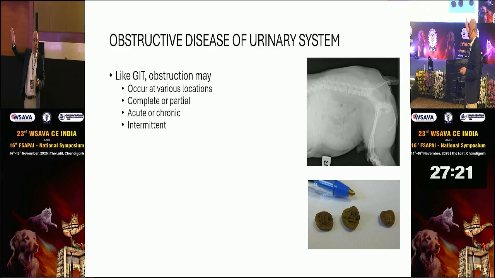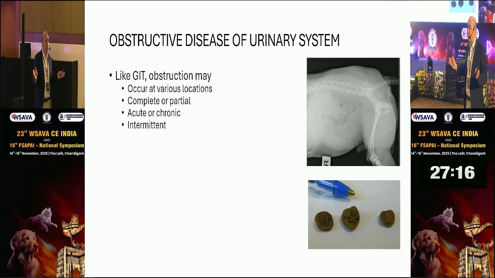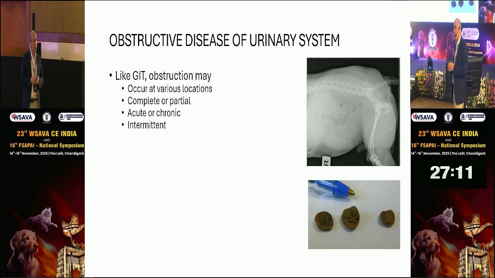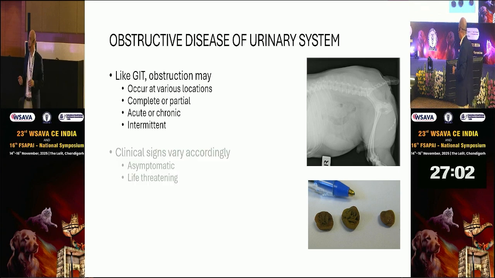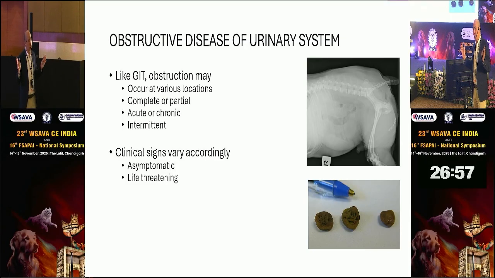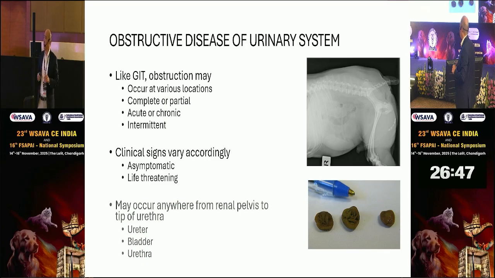So obstructive disease, again, similar to the GIT, it can present with a variety of different signs. And the reason for that is, again, just like the gastrointestinal tract, obstruction can occur at any level, and it could be partial or complete, could be intermittent even. And so again, the signs can be highly variable depending on the nature of the obstruction. So the signs could be asymptomatic. Some dogs have bladder stones and have no clinical symptoms, but yet some animals have complete obstruction of the urethra, and this is life-threatening. So the signs can vary widely.